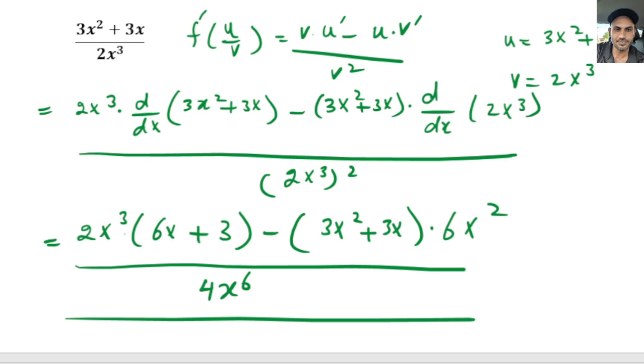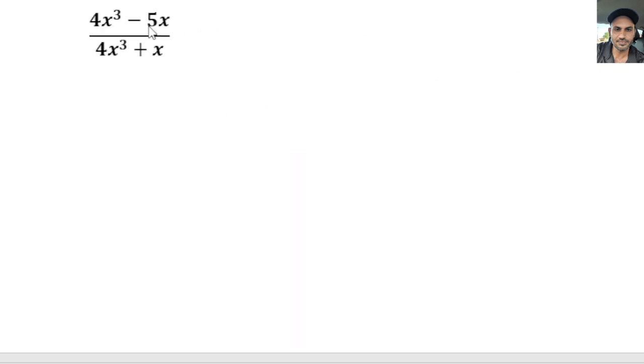Now let's do another example. Here we have 4x cubed minus 5x divided by 4x cubed plus x. Okay, so we know that u equals the numerator term, which is 4x cubed minus 5x, and v is the denominator term, which is 4x cubed plus x.